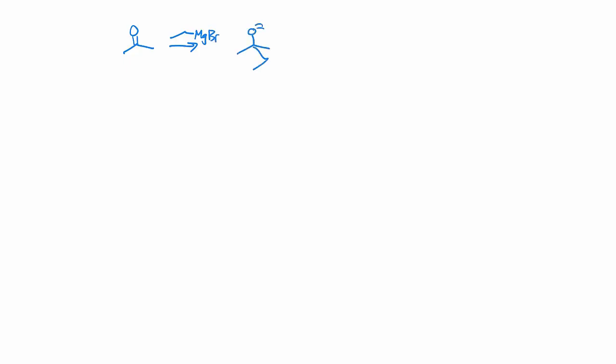We've drawn this mechanism many times before, so I'm not going to spend a lot of time here, but we know that it's two steps. We've added a carbon-carbon bond. A ketone gets turned into a tertiary alcohol. An aldehyde would get turned into a secondary alcohol. So next, let's look at the cyanohydrin formation.